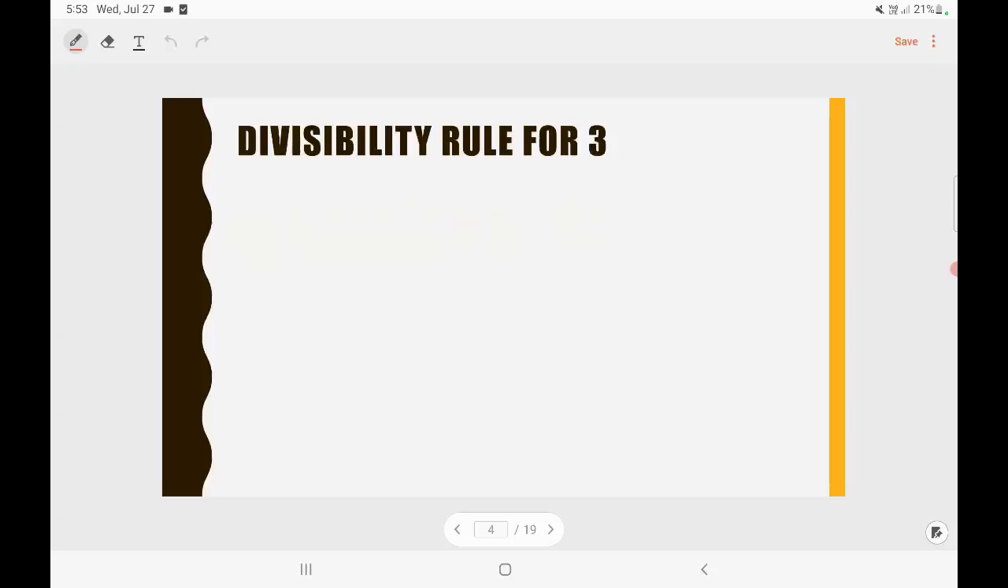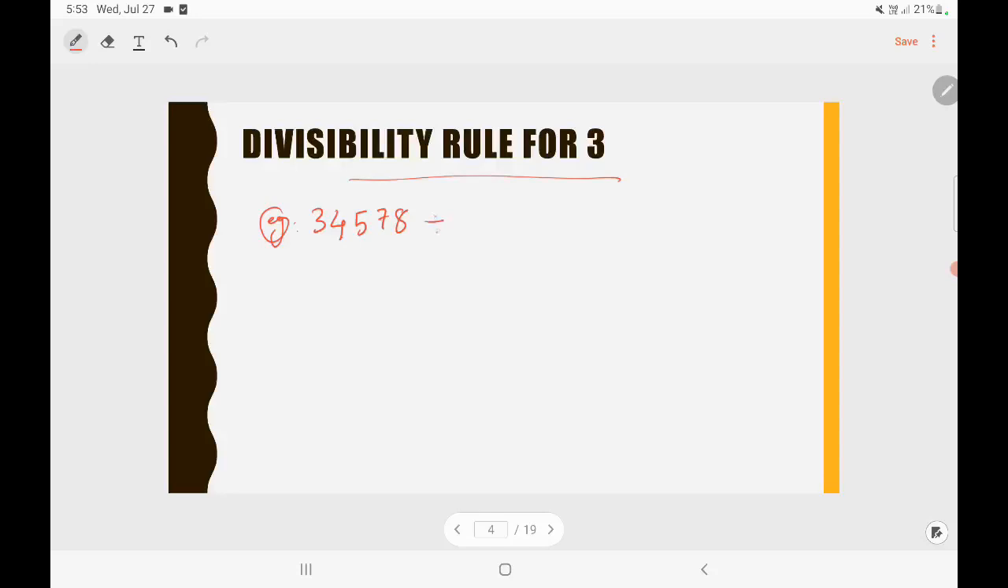It's very easy. Now let's take the case of 3. For that, you need to first add the digits. We'll take an example and check the divisibility rule. Let's say 34578. We need to check whether 34578 is divisible by 3 or not. So what you need to do is take the sum of the digits. You need to add 3 plus 4 plus 5 plus 7 plus 8.